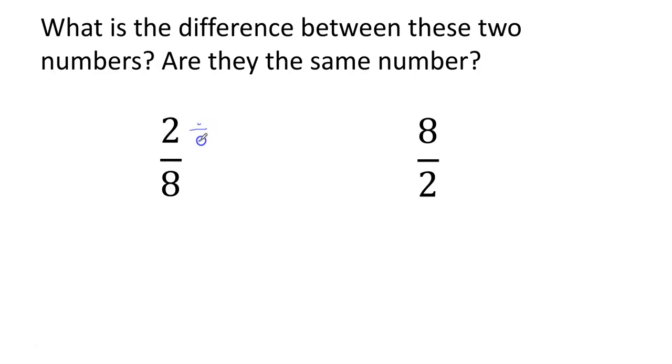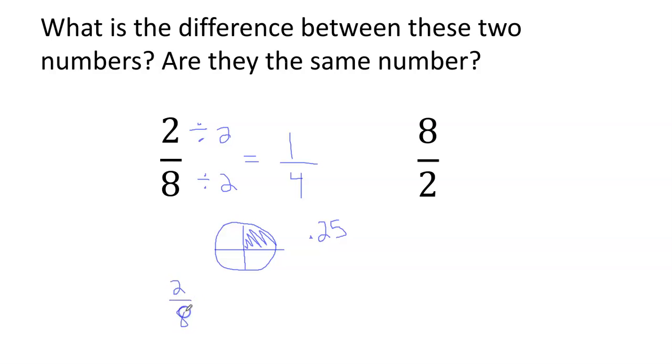The way I want to show you is I'm going to reduce each by dividing both the numerator and denominator by 2. 2 divided by 2 is 1, and 8 divided by 2 is 4, and 1/4 is just a part of a whole. So 1/4 is just a little piece of a whole. In fact, it's equal to 25/100 or 0.25. So 2/8 is less than 1. It's not even equal to a whole. It's a part of a whole.